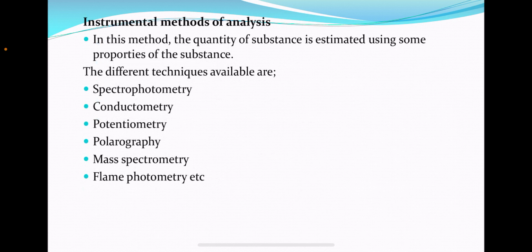In my next class we will start discussing instrumental methods of analysis, and how instruments are used in methods of analysis, such as spectrophotometry, conductometry, potentiometry, polarography, mass spectrometry and flame photometry. These are the instruments used in various methods of analysis. We will see what the instrumental methods of analysis are, and their advantages and disadvantages, in my next class.